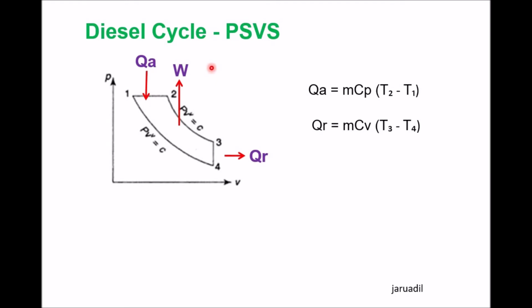Here we will discuss what happens during the process. From 1 to 2 is the heat addition. So Q added is equal to mCp (T2 minus T1), or delta T. In the process 3 to 4, this is the heat rejection process. The heat rejected here, QR, is equal to mCv (T3 minus T4). The work done in this cycle happens between 1 and 3.